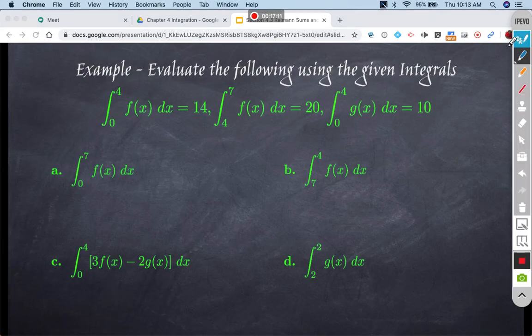So let's give this a try. See if you can do these on your own. Pause the video. This is a lot quicker than the last one we did. And then come back to me.